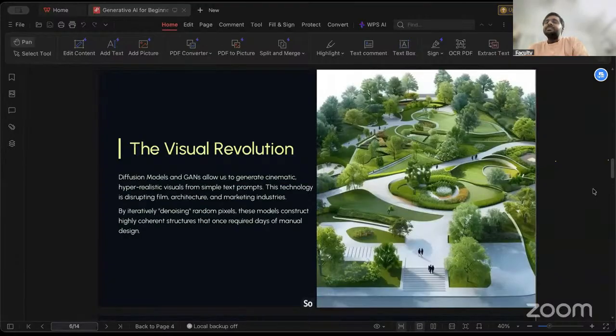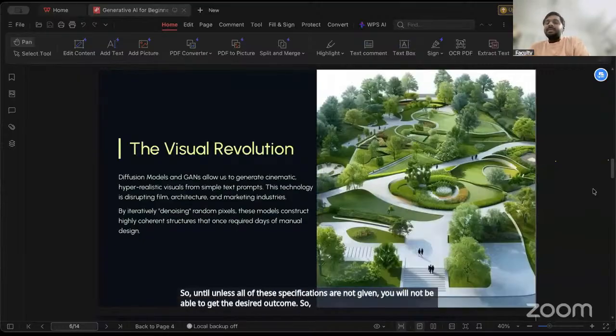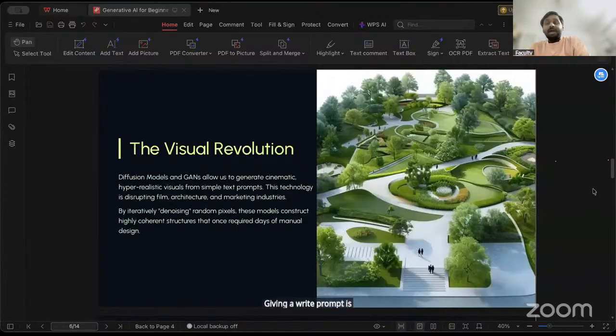So until and unless all of these specifications are given, you will not be able to get the desired outcome. So giving the right prompt is also an art. You should have this skill. Very much important is how to utilize this skill in whatever field you are currently working in. So using an appropriate prompt is very, very important for generation of these Gen AI based outcomes.